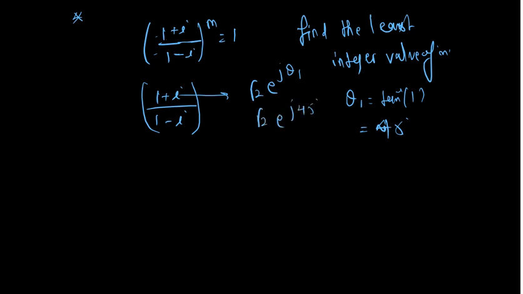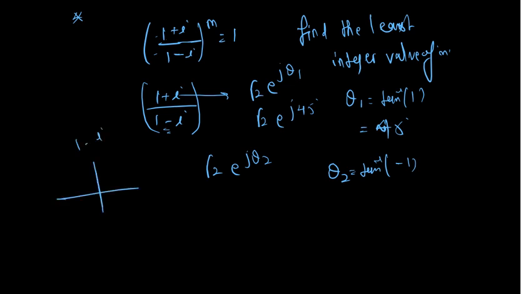Now come to this one. It will be square root of 2 e to the power j theta 2. Now if you want to calculate theta 2, you write tan inverse of minus 1. You see, this number 1 minus i has a real axis and an imaginary axis, so the angle will be somewhere here. This is going to be negative, so it is minus 45 degrees. So you can write it as square root of 2 e to the power j minus 45 degrees, correct? So this is your numerator and this is your denominator.